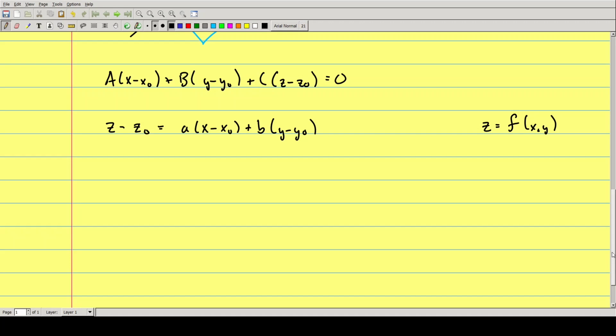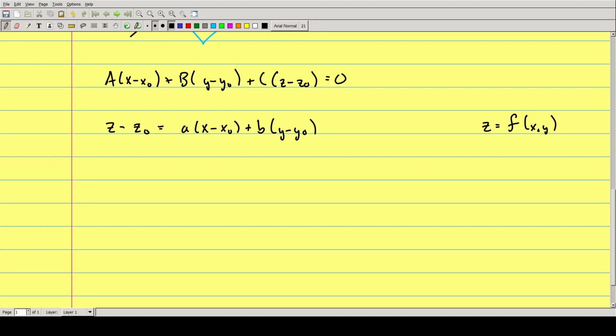I divided by it. That's why capital A and capital B changed to lowercase a and lowercase b. I wanted to get z minus z naught by itself, and there's a reason of convenience why we divided by the capital C. No worries. I wrote something down without at least describing what I was doing.